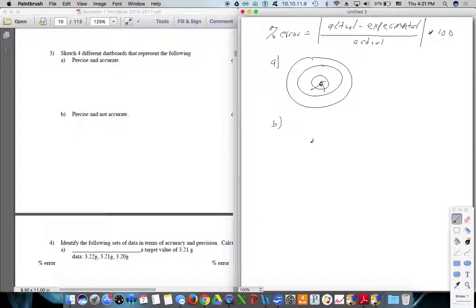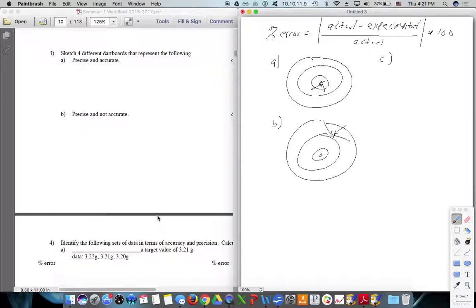B, precise and not accurate. That would be if all of them hit the exact same place but not where we want them. This happens to me when I play golf. I can very precisely put the ball in the wrong place many times. So I have a horrible slice, and it just ends up going to that same location over and over. It's not where I want, but it happens every single time, so it's precise.